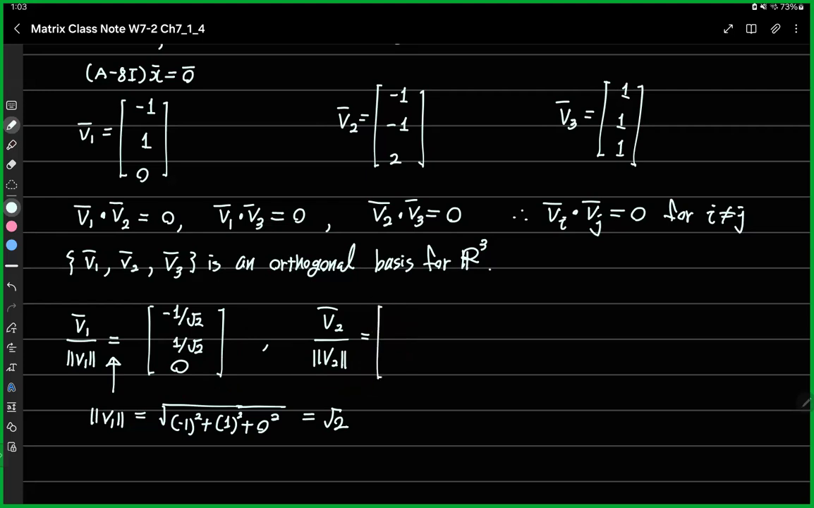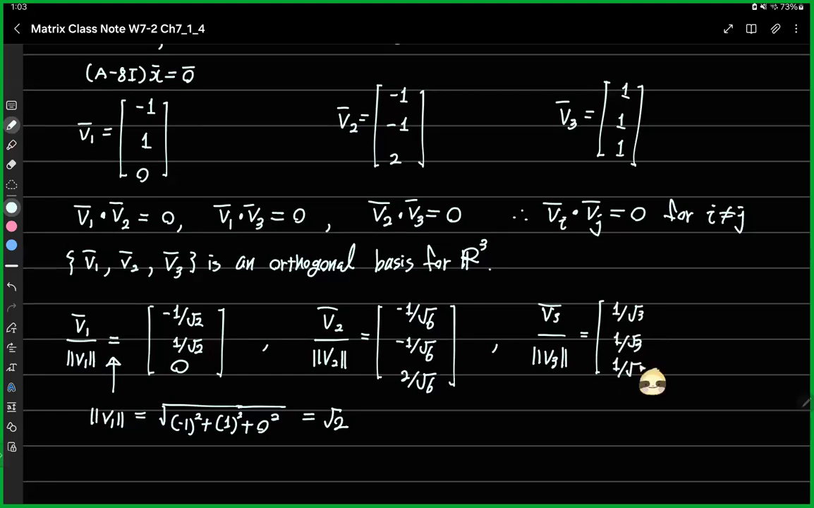Similarly, for V2 the norm is the square root of 6, so we divide by the square root of 6. So we get -1 over square root of 6, -1 over square root of 6, and 2 over square root of 6. And for V3, this is the way to make an orthogonal basis into an orthonormal basis: 1 over square root of 3, 1 over square root of 3, 1 over square root of 3.